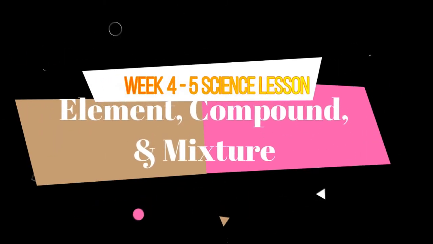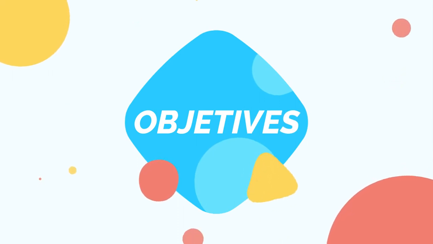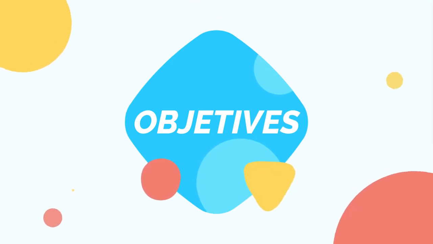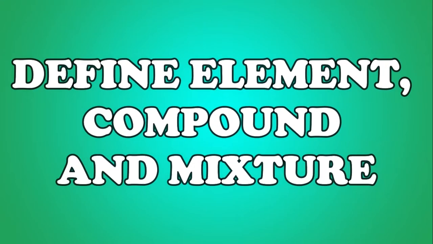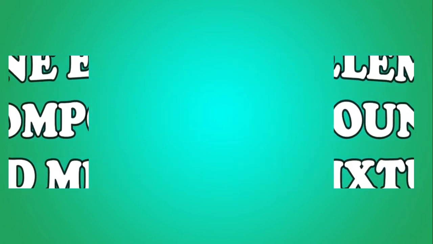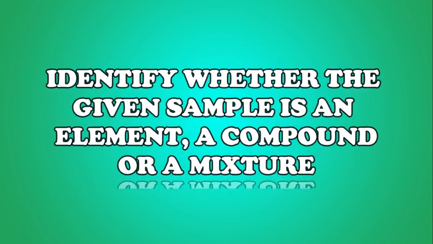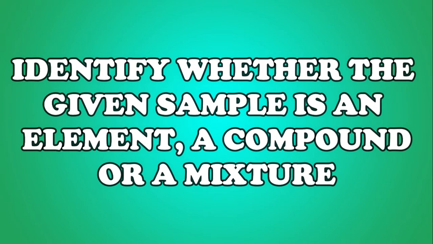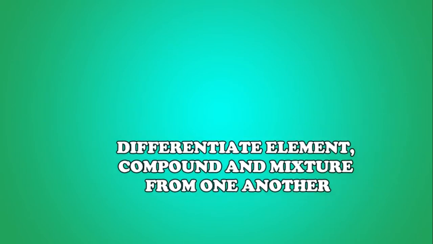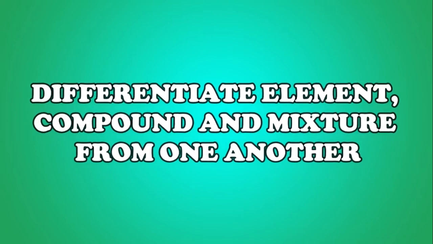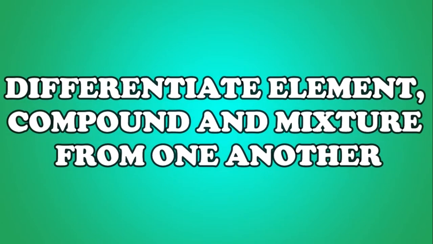Our lesson for today is about element, compound, and mixture. These are the following objectives. Define element, compound, and mixture. Identify whether the given sample is an element, a compound, or a mixture. Differentiate element, compound, and mixture from one another.